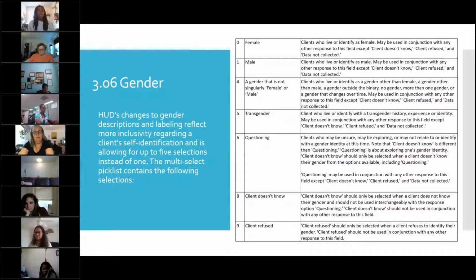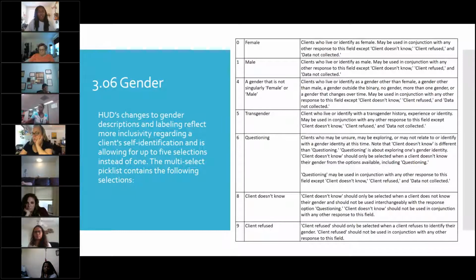However, a response of client doesn't know should not be used interchangeably with the response option questioning. Questioning is about exploring one's gender identity. Client doesn't know should only be selected when a client does not know their gender from the options available, including questioning. Additionally, client doesn't know, client refused, and data not collected are not valid in conjunction with any other response.